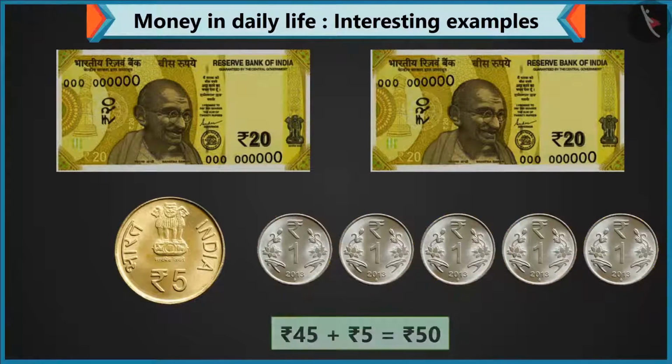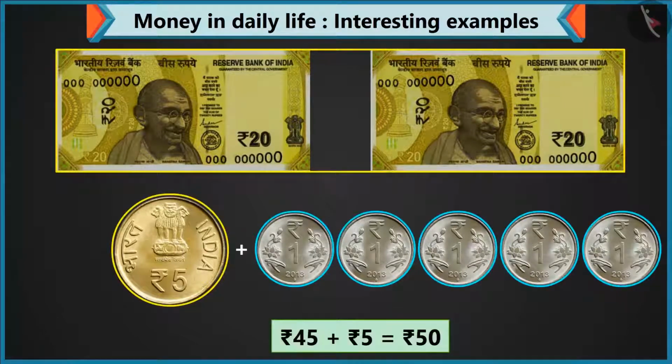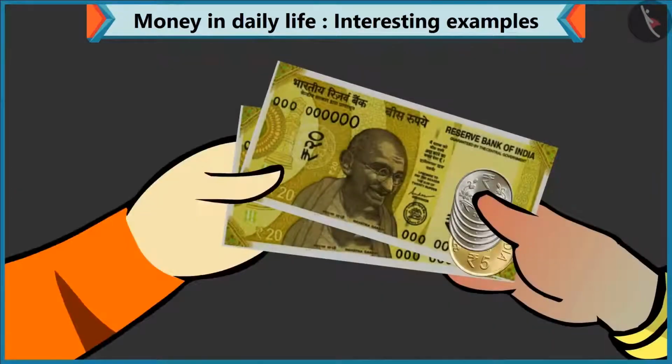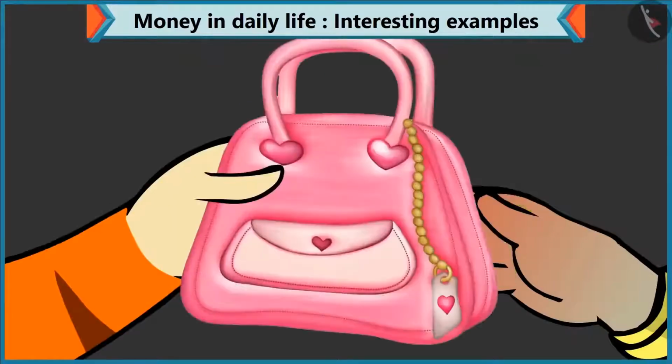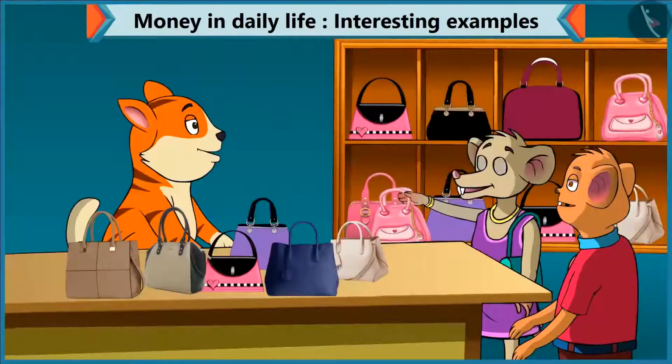Chi, look, adding 5 rupees to 45 makes 50 rupees. Oh wow! Please take this 50 rupees for the purse. Thank you. Chi, let's go home now.